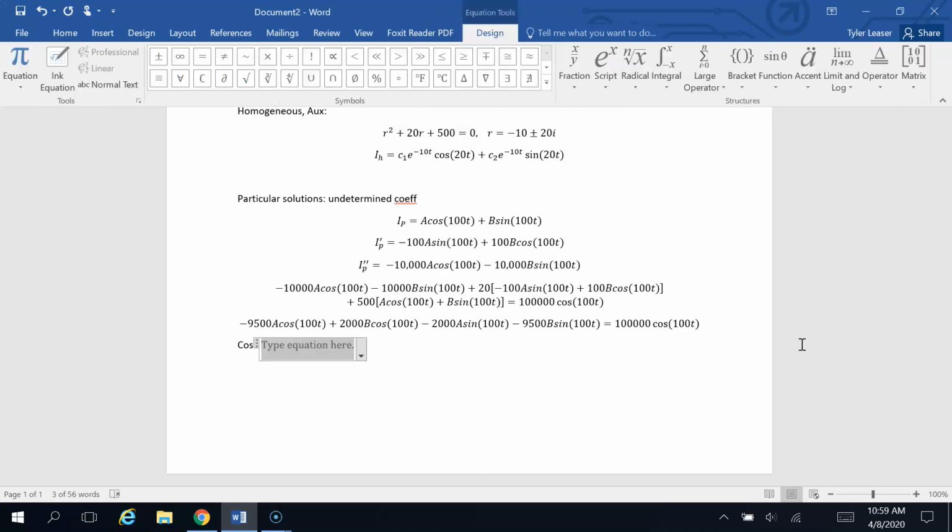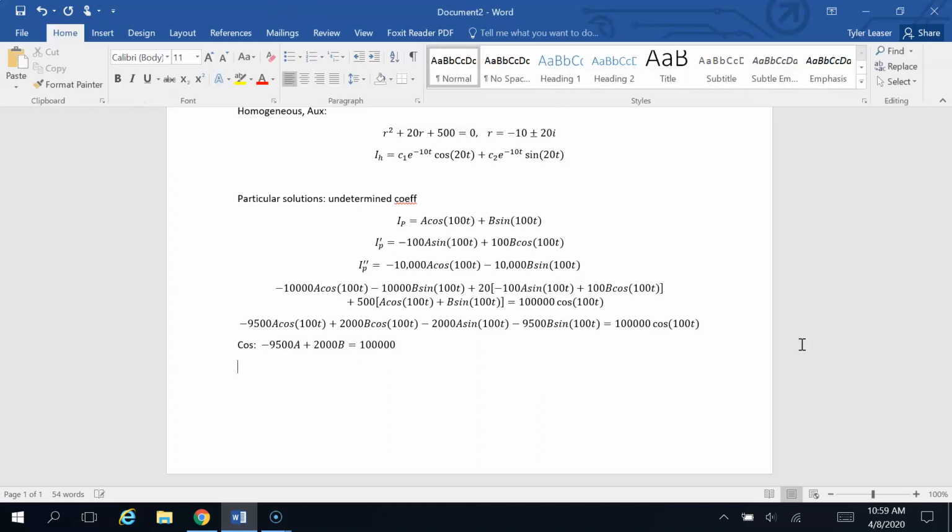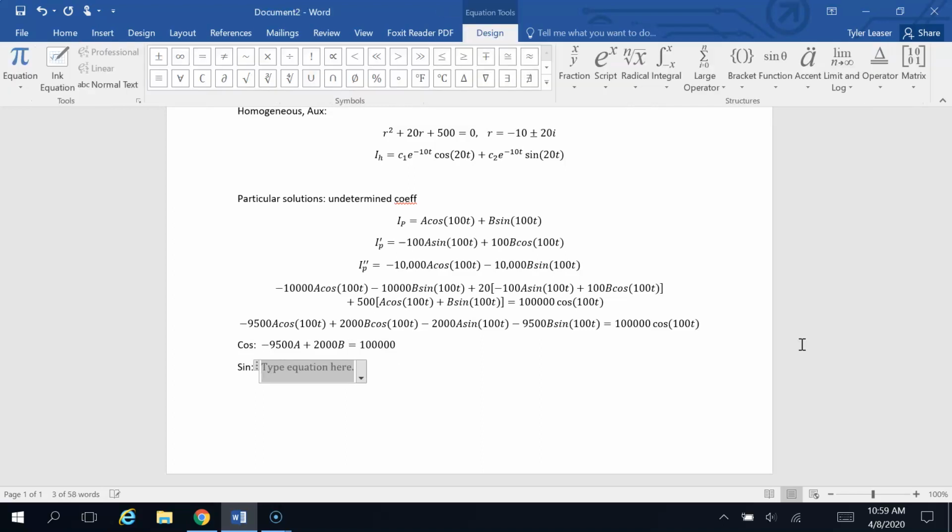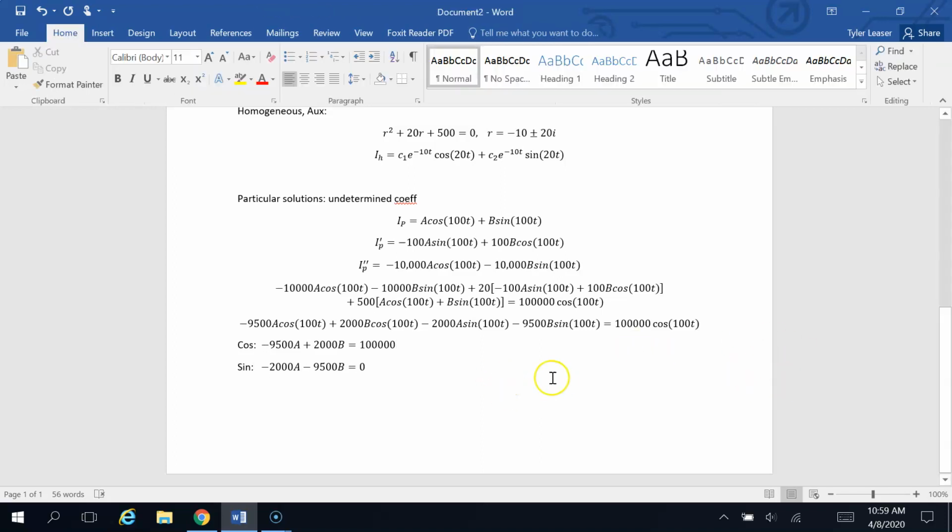So if I'm looking at the cosine coefficients, I have negative 9,500 a plus 2,000 b, and that's going to be equal to 100,000 on the right-hand side. If I'm looking at the sine coefficients, I have a negative 2,000 a minus 9,500 b, and that's going to be equal to 0 on the right-hand side. All right, we have this system of equations here.